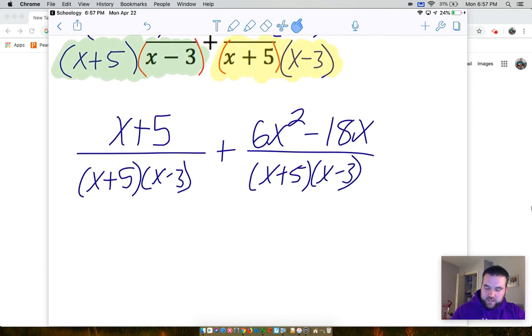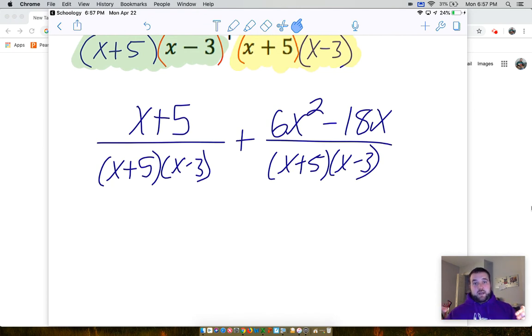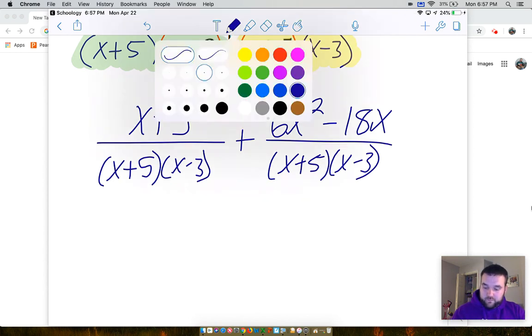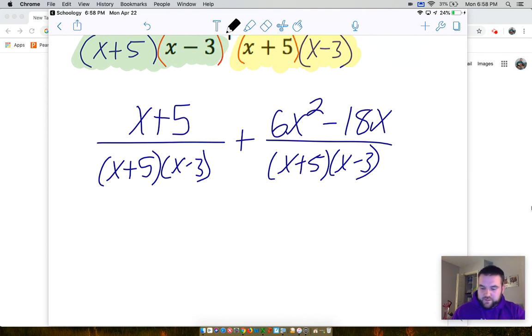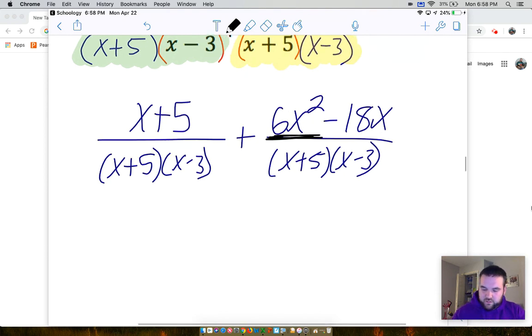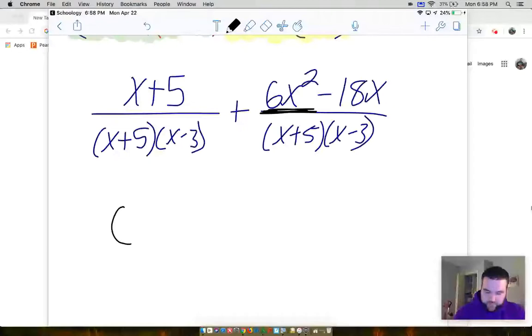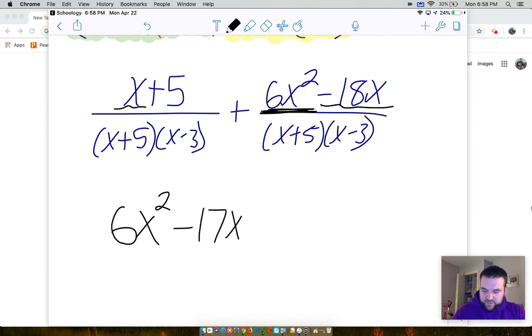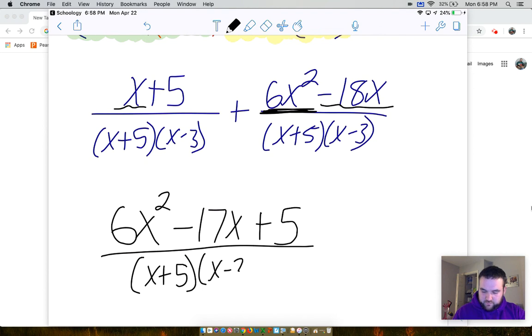And now from here, since I have a common denominator, I can add the tops together, which means I'm going to combine like terms. Again, I want to go in order from greatest to least. I see 6x squared here, so that's going to go first because that's the only x squared that I have. I have positive 1 minus 18x, so that's minus 17x. And then I have that plus 5 at the end, all over x plus 5 times x minus 3.